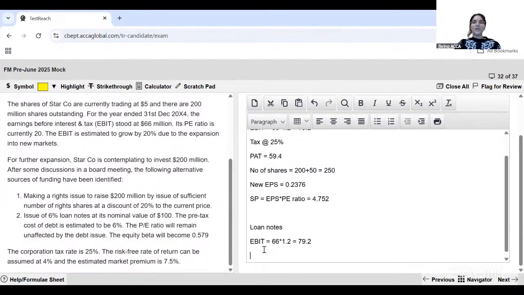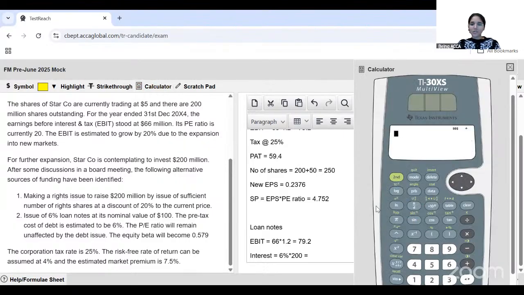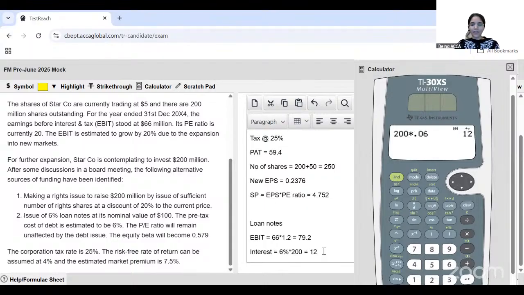Now here, because we have taken a loan, we have to pay interest on it. So we end up paying interest. First, interest is going to be 6% on the amount that you've taken, which is 200. So let's calculate how much interest is going to look like. 200 multiplied by 6%. That gives you $12 million, which will go away in interest.